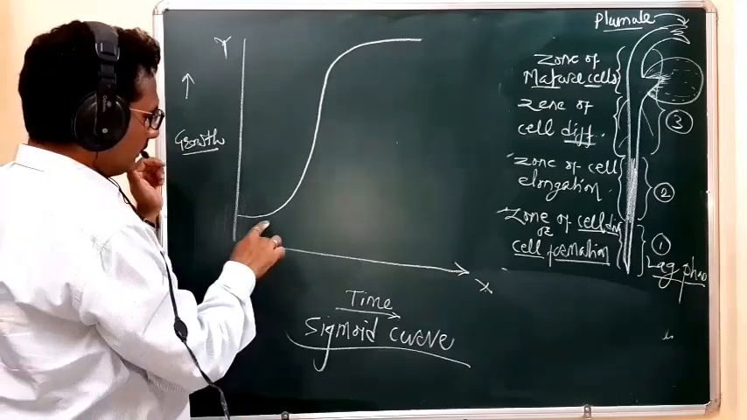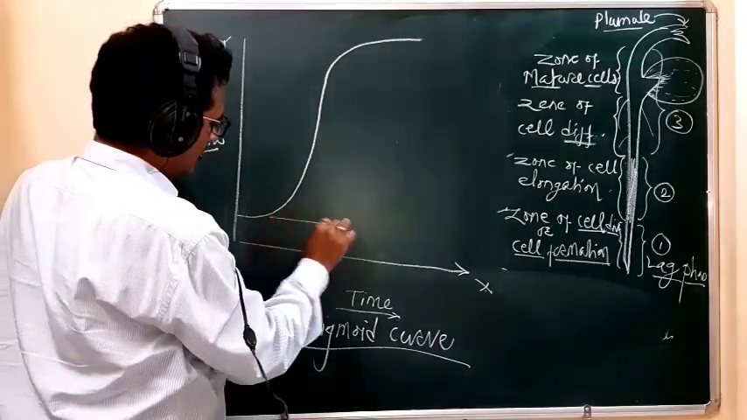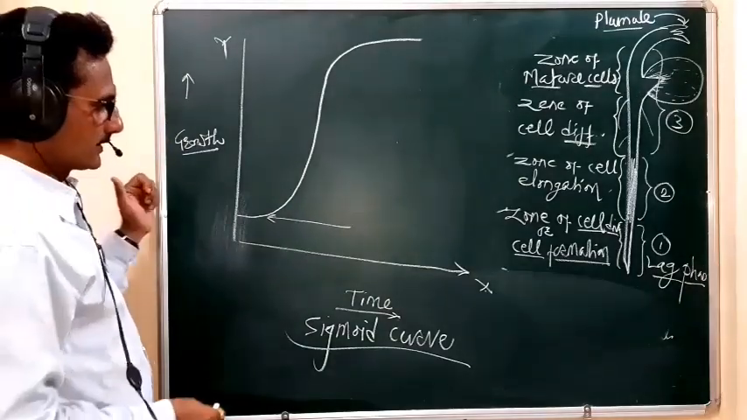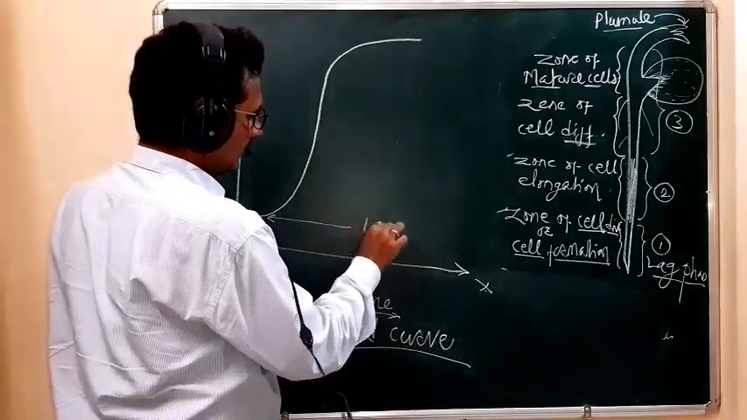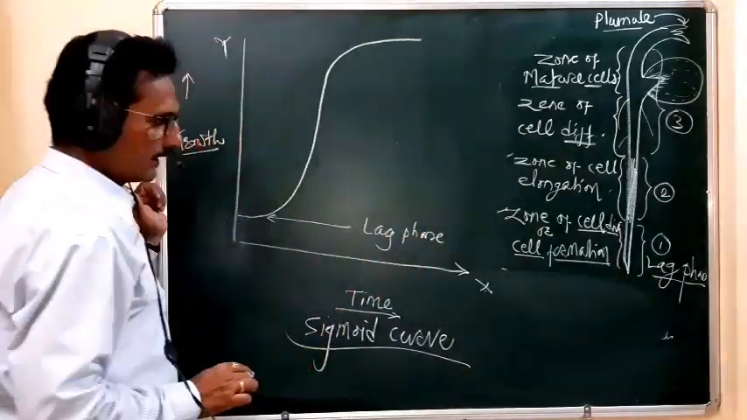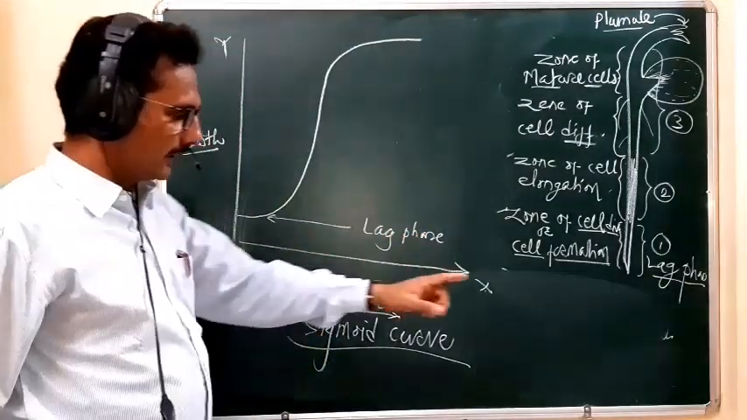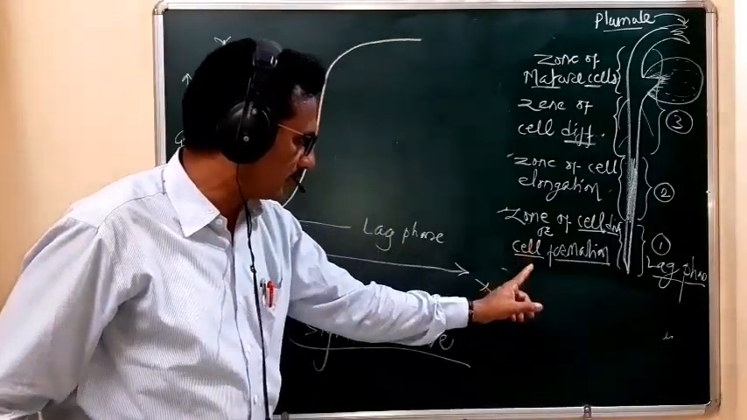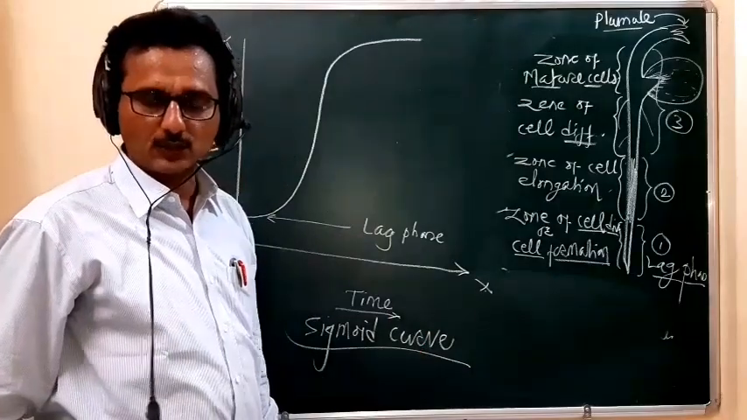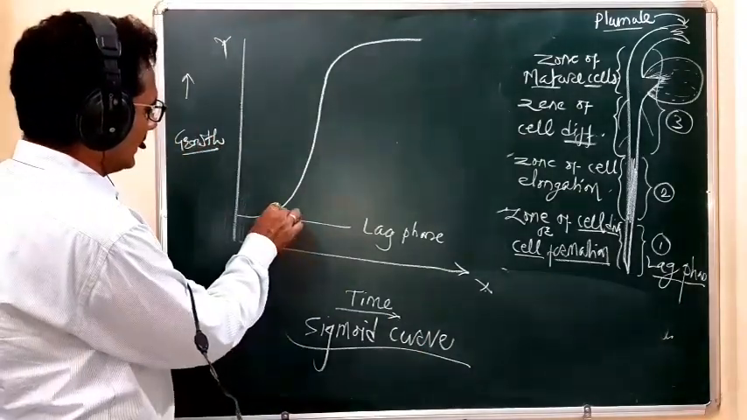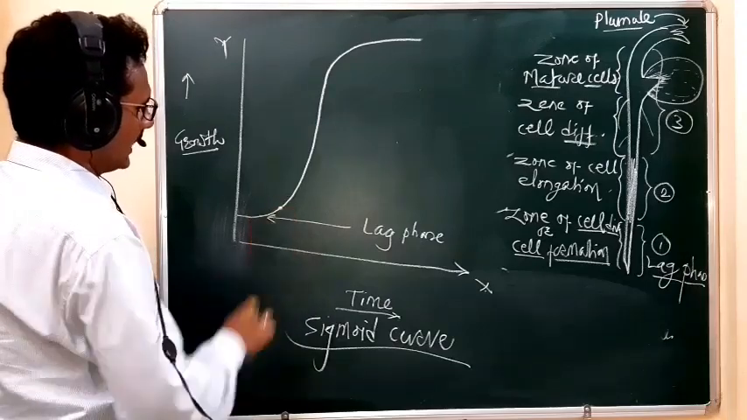So this is the first phase. This phase is also called the lag phase. In this lag phase, what is included, students? It includes the zone of cell division and the zone of cell formation. So up to this point, we say this is the lag phase.